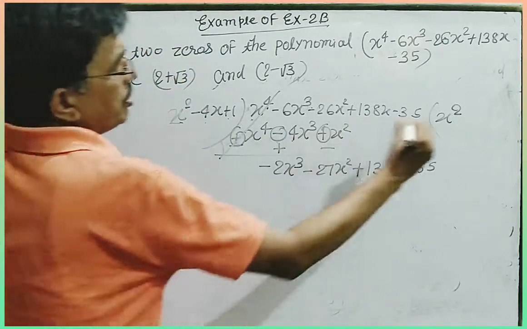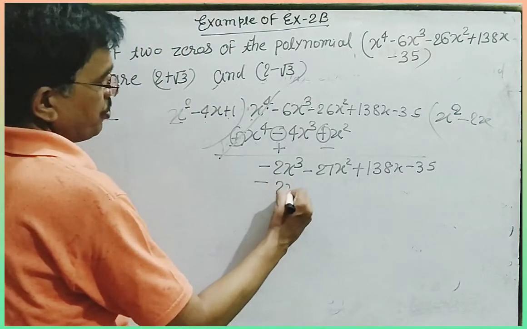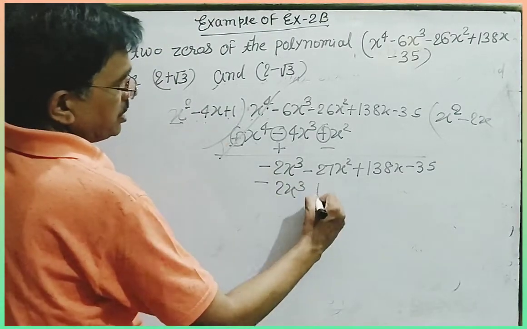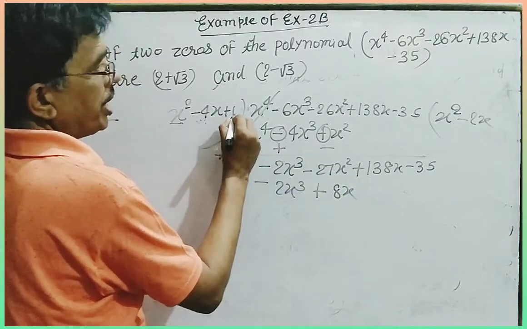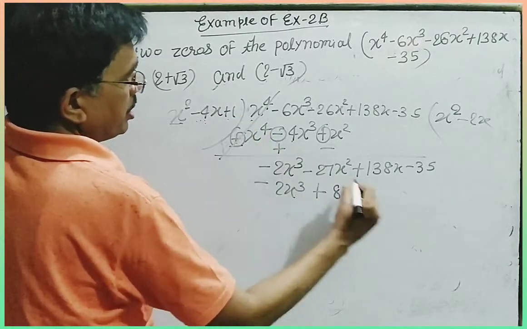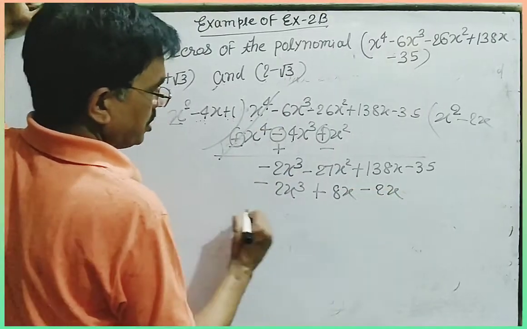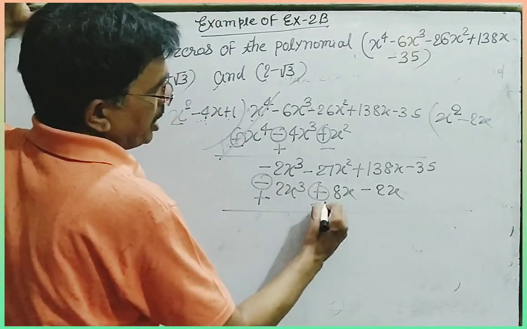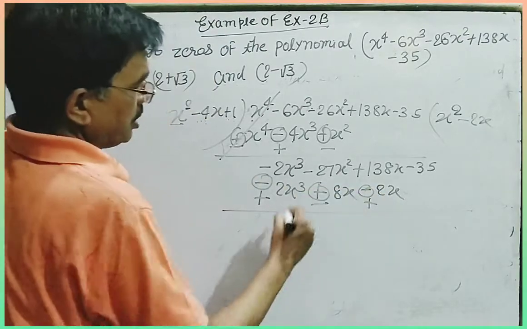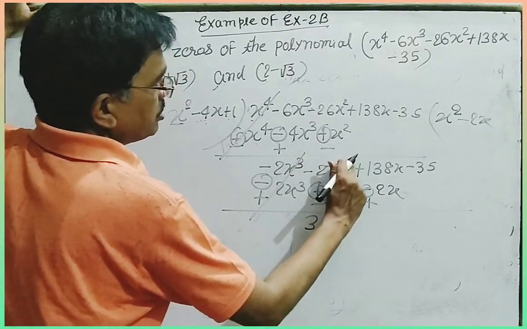Now for minus 2x cube, it is solved by multiplying by minus 2x. So you get minus 2x cube plus 8x square, and here minus 2x, so you write plus minus 2x. What do you get here? Here is plus, here is minus, here is plus. Cancel. Then you get minus 35x, not x square.